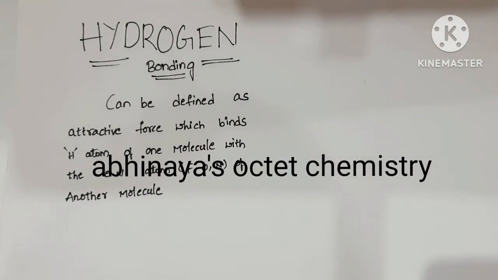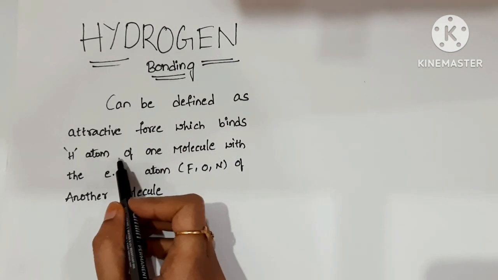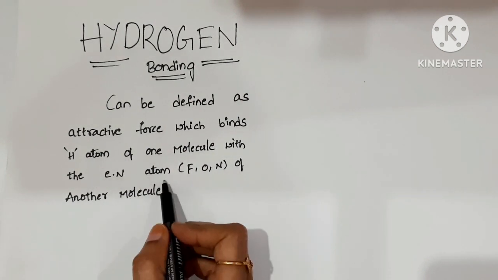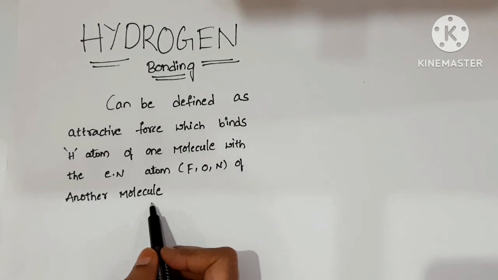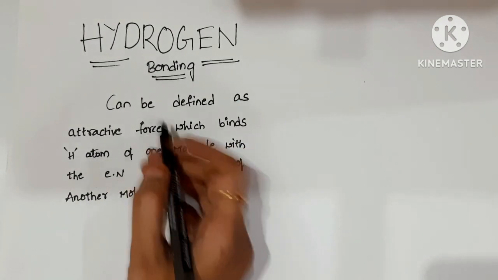Today I am going to explain hydrogen bonding. So what is hydrogen bonding, and where and when is it formed? Let's discuss it. Hydrogen bonding is defined as the attractive force which binds the hydrogen atom of one molecule with an electronegative atom of another molecule.